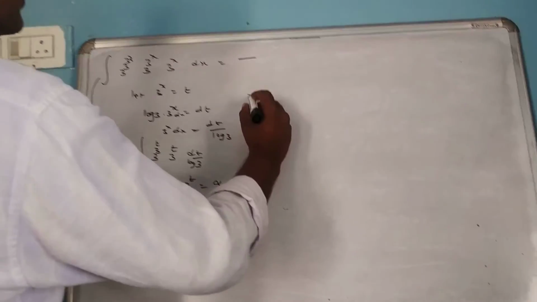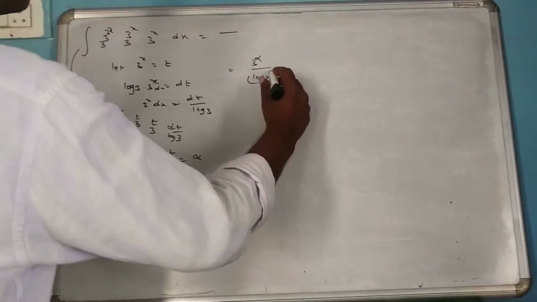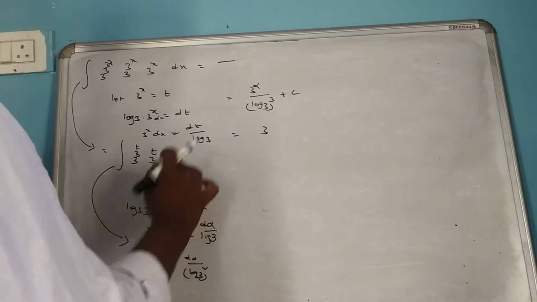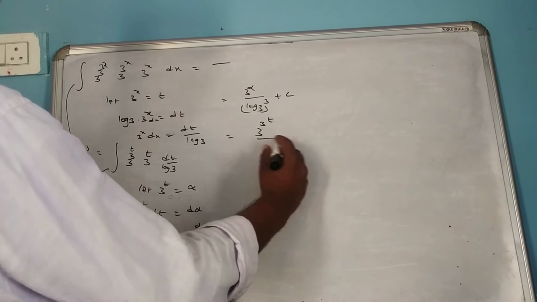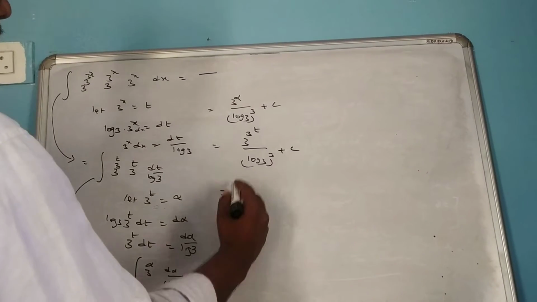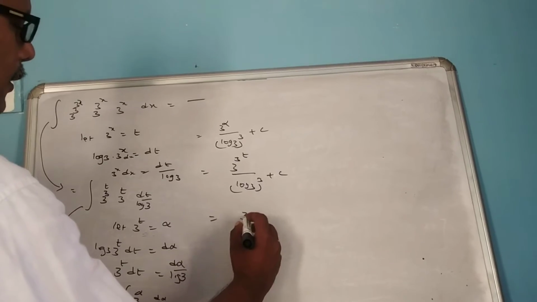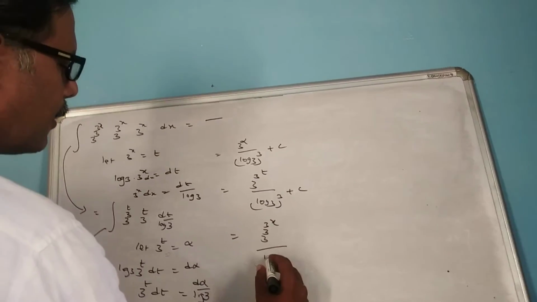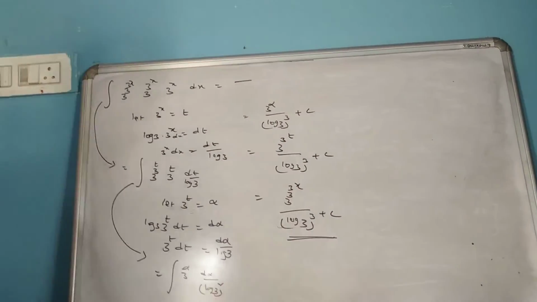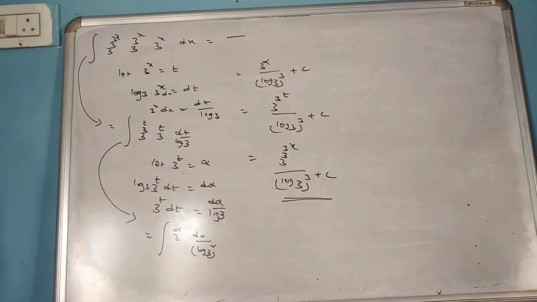This integration is 3 power alpha by log 3 whole cube plus c. What is alpha? Alpha is 3 power t. And what is t? Again 3 power x. So the answer is 3 power 3^x by log 3 whole cube plus c.